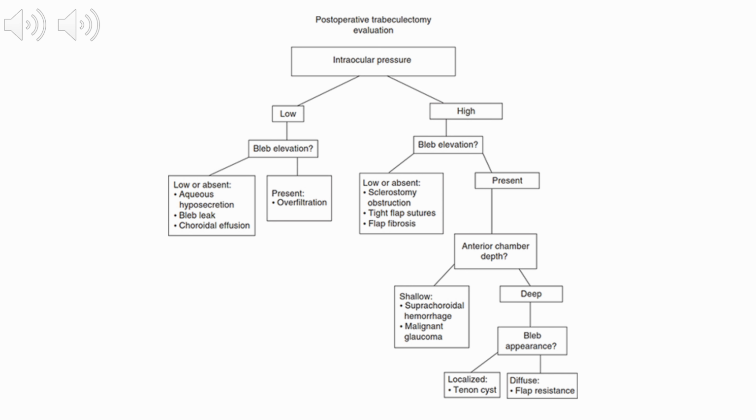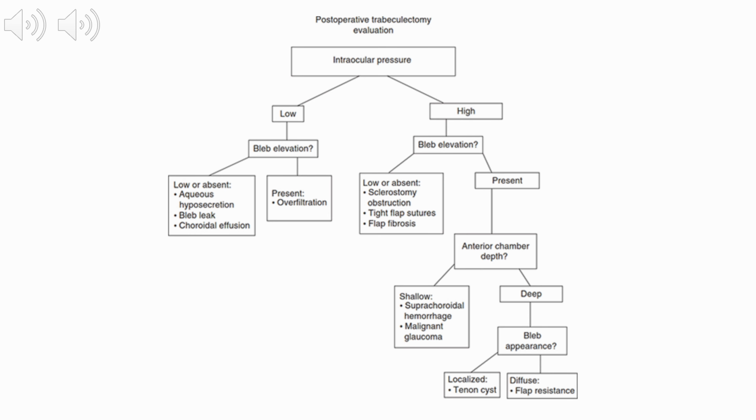A shallow chamber points towards suprachoroidal hemorrhage or malignant glaucoma, both of which push the chamber forward while maintaining or elevating IOP. A deep chamber with high IOP and an elevated bleb means we look at bleb morphology. A localized cystic bleb suggests a tenon cyst, while a diffuse bleb with high pressure usually reflects increased flap resistance, essentially an early failure of controlled filtration.